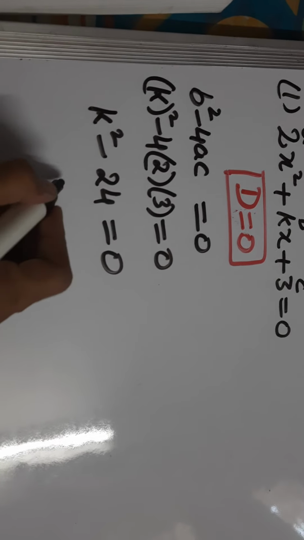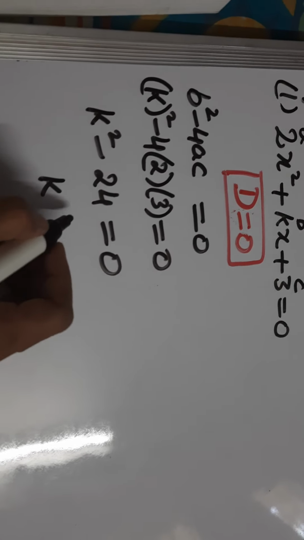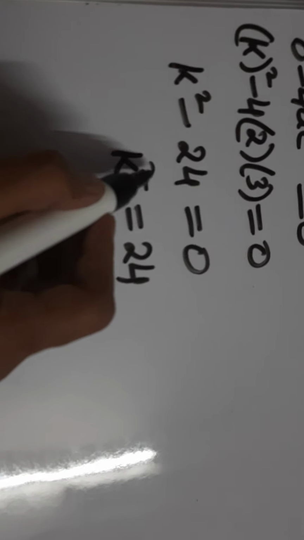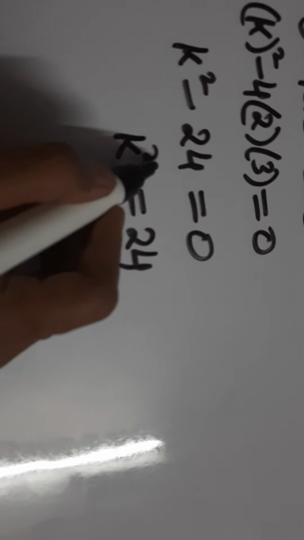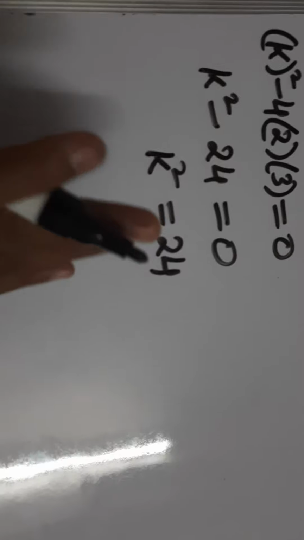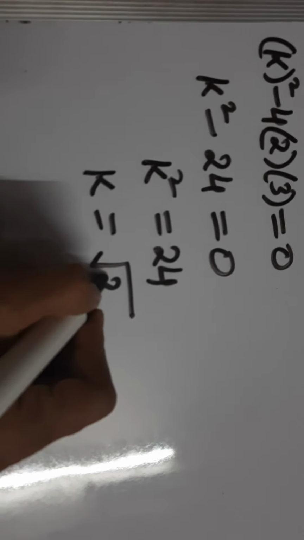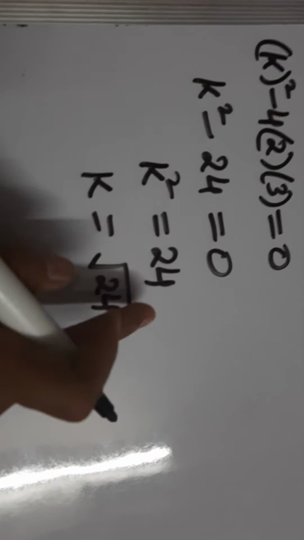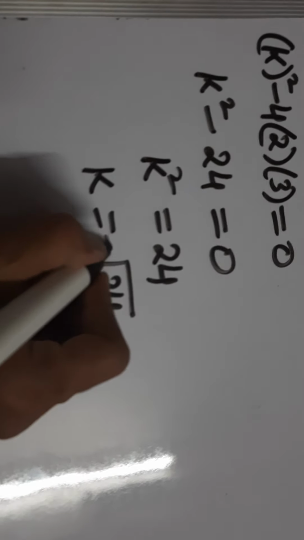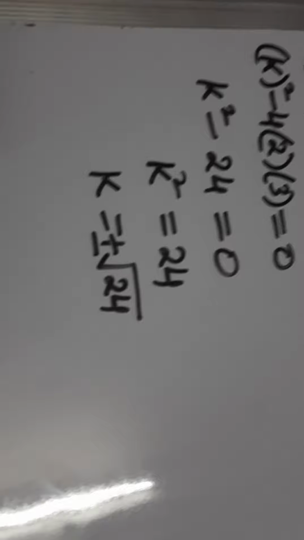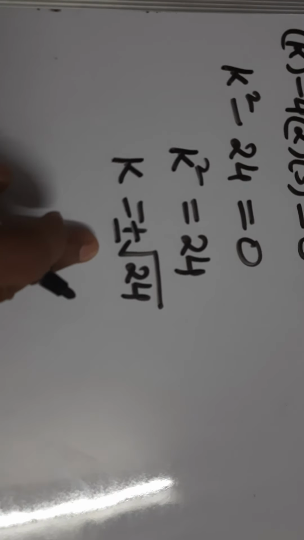So k square minus 4, 2 eights are 8, 3 eights are 24 is equal to 0. To get the value of k, let us take this to other side. It will become plus 24. But as you see, the degree of k is 2. That means again you will get two values of k. k is equal to square root of 24. Square will become square root, but take plus and minus, because whenever you solve a square root you will get two values, एक प्लस में और एक माइनस में मिलती है.